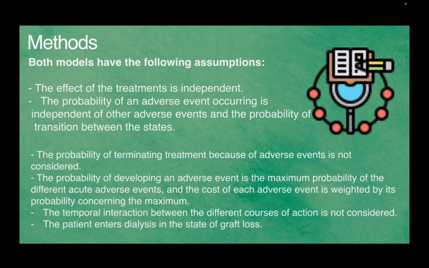Both models have the following assumptions. First, the effect of the treatment is independent. Secondly, the probability of an adverse event occurring is independent of other adverse events and the probability of a transition between the states. The probability of terminating treatment because of an adverse event is not considered. The probability of developing an adverse event is the maximum probability of the different acute adverse events, and the cost of each adverse event is weighted by its probability relative to the maximum. The temporal interaction between the different courses of action is not considered. And last, the patient enters dialysis in the state of graft loss.